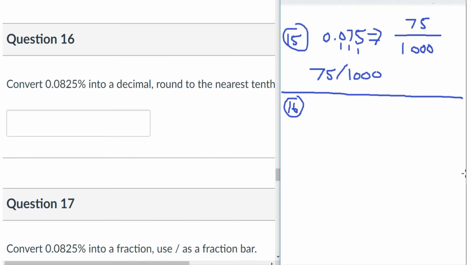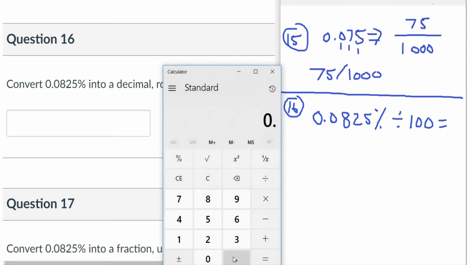For number 16, we got a percentage. We got to go to decimal first and round to the nearest tens. So 0.0825%, divide by 100, and then do your rounding. So we got 0.0825 divided by 100.